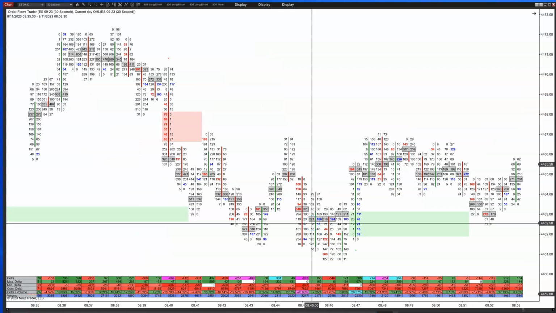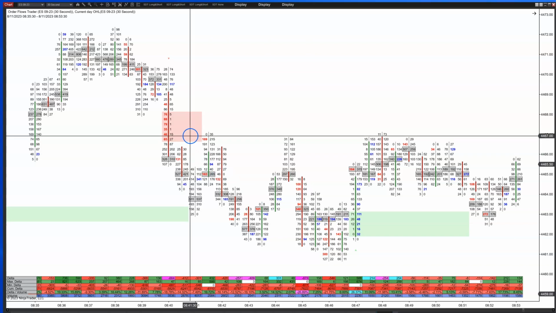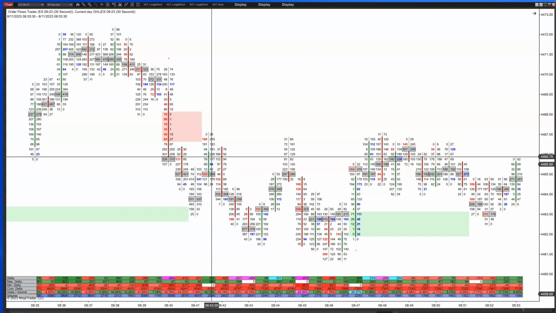A 30-second chart is fine as well. You could get a better comprehension of what's happening in the market on a shorter time frame. But again, it's a different style of trading. I'm not saying that if you're a 5-minute trader and you're successful at it, you shouldn't stick with it. Stay with what works for you. I'm just trying to give you sort of my insights into the market.